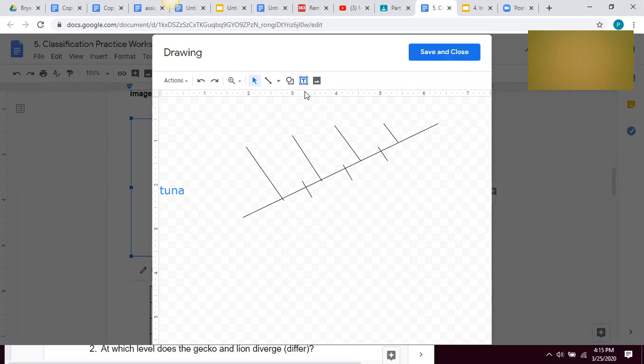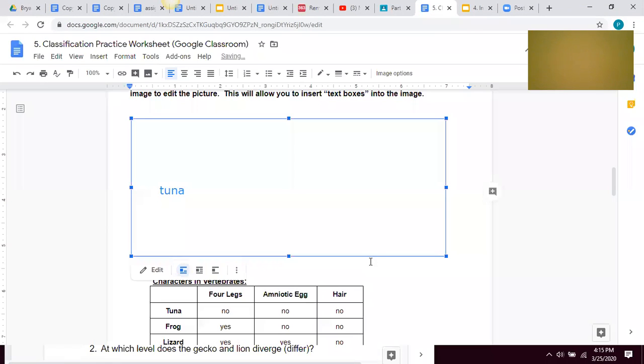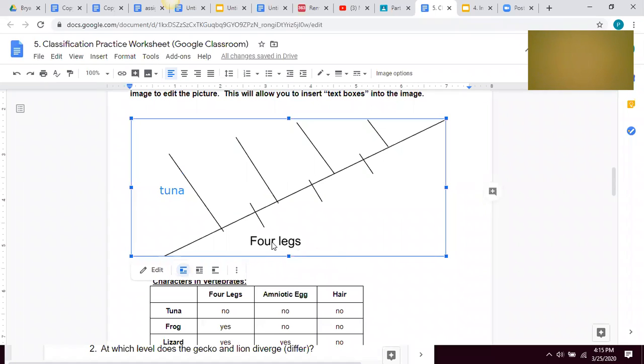Maybe if I can figure it out. I want it to go right here. 4, oh wow, cannot spell. 4 legs. Okay, so on the bottom is where our traits go, or our characteristics go, that make us different species. So you should be able to tell me what's going to go next, right up here after the tuna, or to the right of the tuna, right?